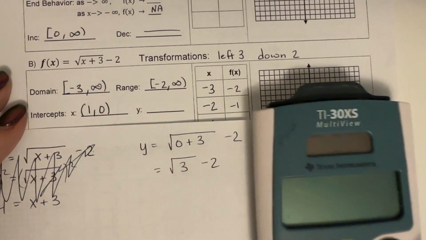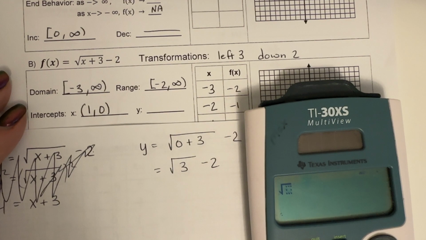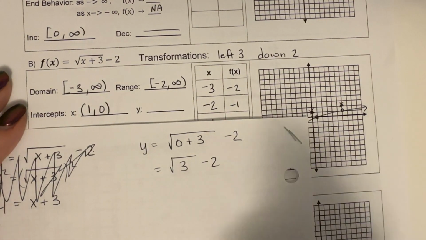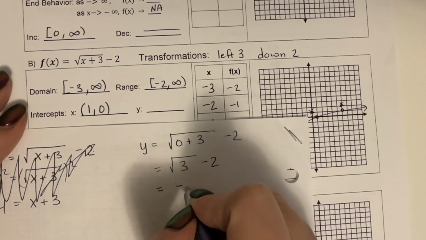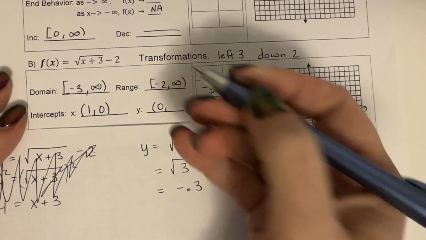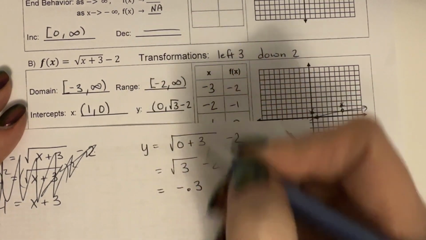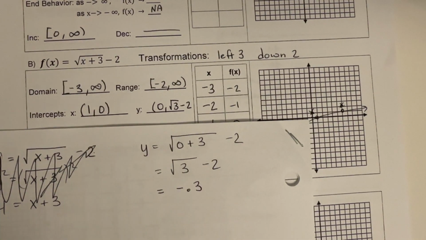Okay, so if you want to leave it as the decimal, that's perfectly fine. Or you can do what I'm about to do, which is put it into my calculator and get that decimal of -0.3. So if you'd like, you can certainly take that approach. I'm going to write the exact answer. Be careful that your -2 doesn't look like it's under the radical.